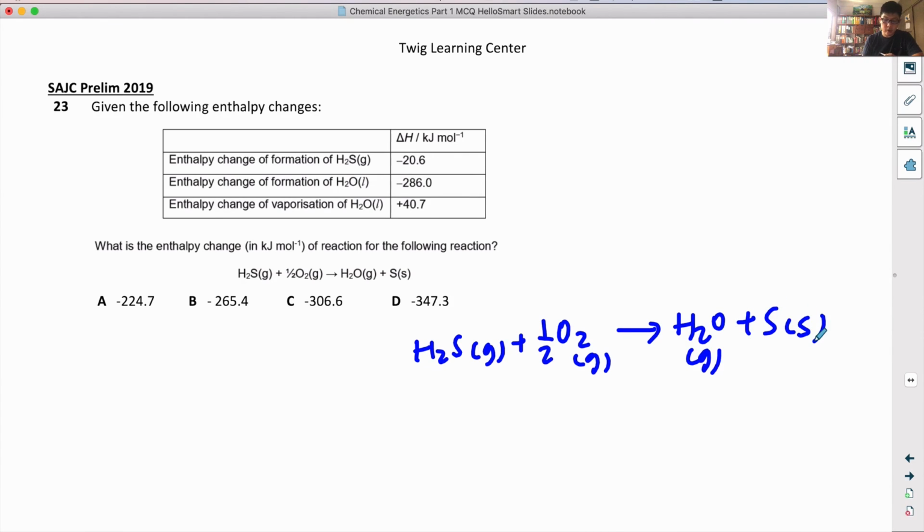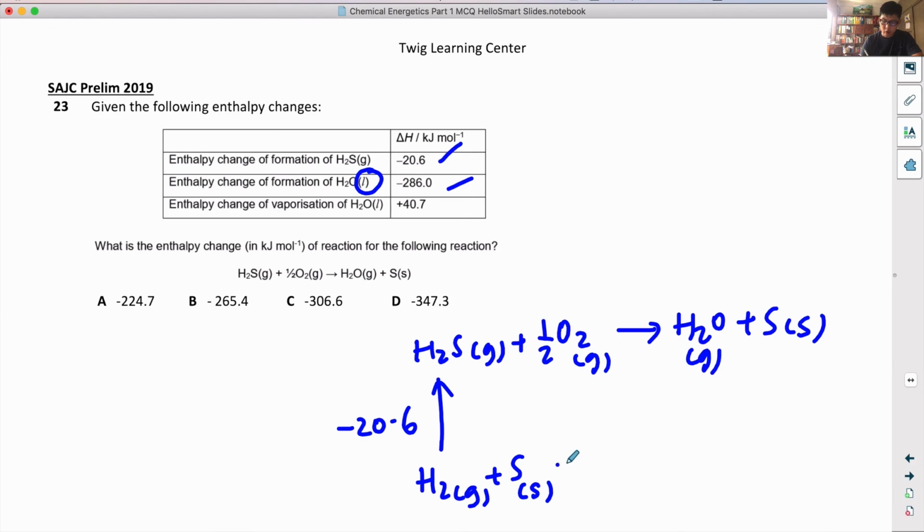Alright, so I'm just going to show you. I'm going to use formation of H2S. So formation of H2S means H2 gas plus S solid. Okay, formation is minus 20.6. Formation of H2O liquid. This is why it's a bit tricky.